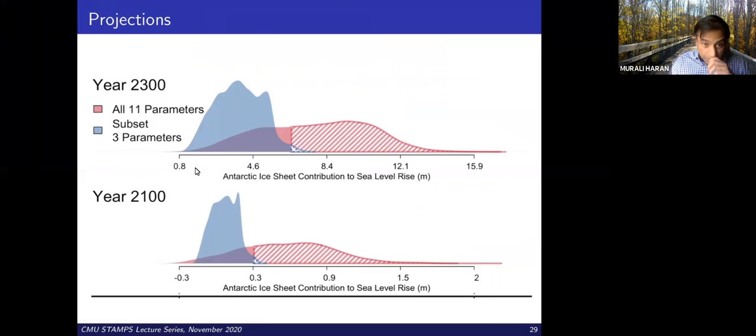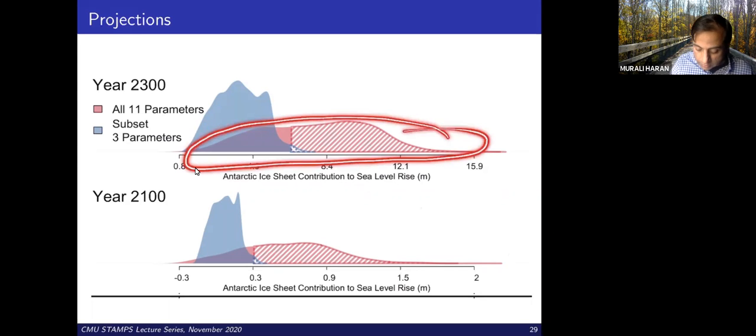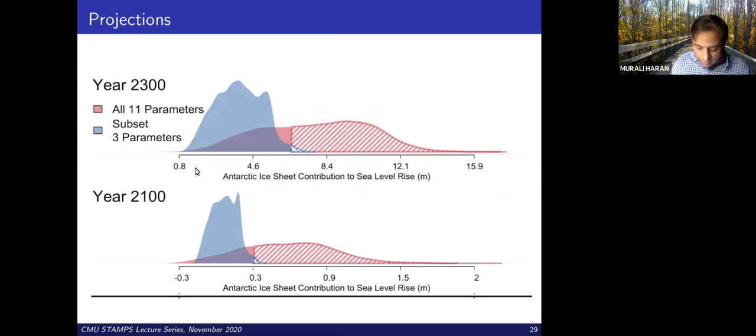If we use an emulation approach and just work with 3 parameters here, that would give us the blue curve when we're looking at the Antarctic ice sheet contribution to sea level rise in the year 2300. But if we used our approach with all 11 parameters, you can see that it produces a much higher degree of uncertainty about the Antarctic ice sheet contribution to sea level rise. So this red curve here. And in particular, you can see that the tails look very, very different.